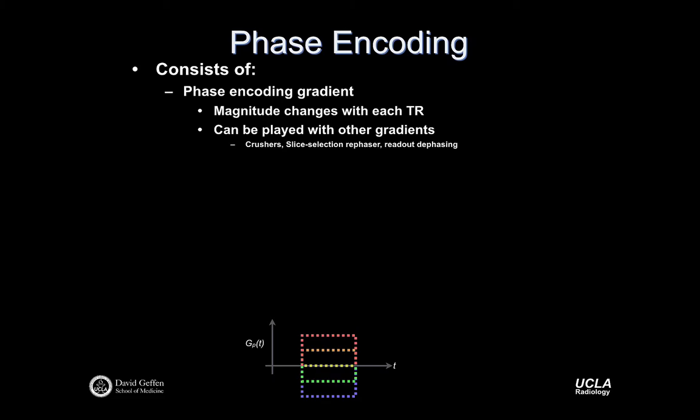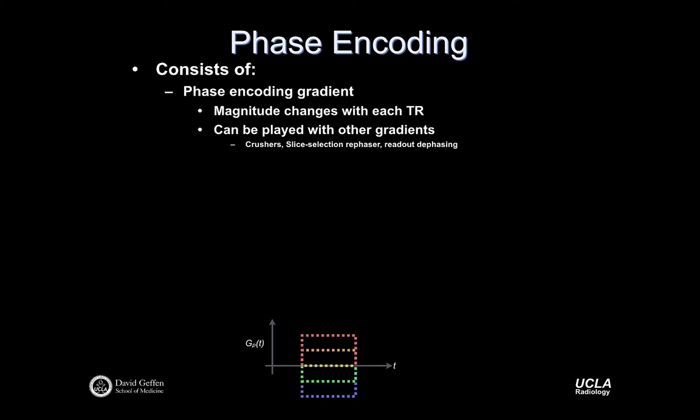Okay, let's get going. Our job over the next 45 minutes or so is to look at both phase encoding and frequency encoding. Phase encoding consists of a couple different things. I'll show you an example of the whole sequence diagram a little bit later. But the phase encoding gradient has a magnitude that changes with each TR.